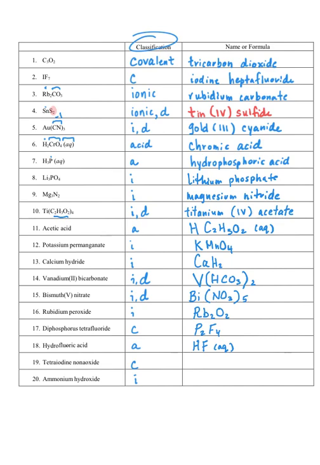Again, in question 19, a covalent compound, tetraiodine suggests 4 I's. Nonoxide suggests 9 O's, I4O9. Lastly, in question 20, ammonium hydroxide, 2 polyatomic ions. The first, a cation, NH4 with a +1 charge. The second, an anion, OH, with a -1 charge. We just require 1 of each ion to balance the overall charges.